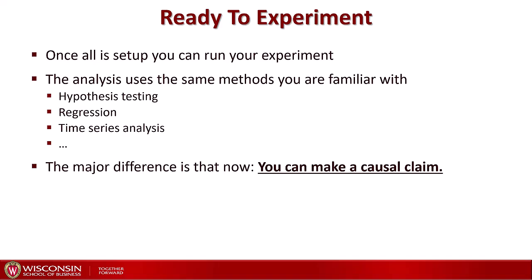The big difference when you apply these methods to an experiment is that if it's well designed, you can make a causal claim. So you can say an increase in price by $1 causes the sales to collapse by 2%, instead of just saying it's associated with a collapse in sales.